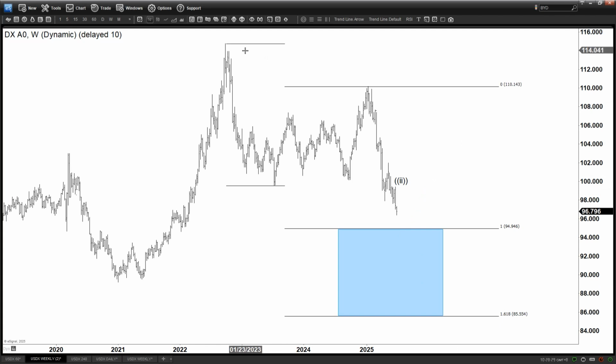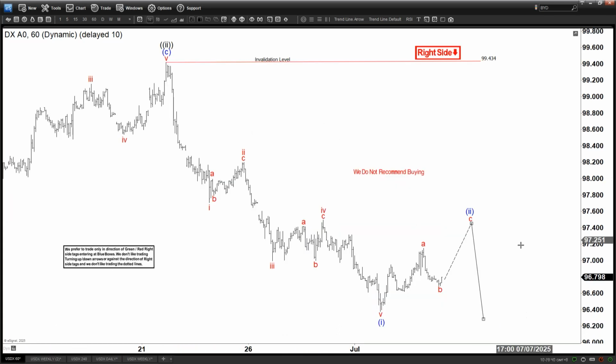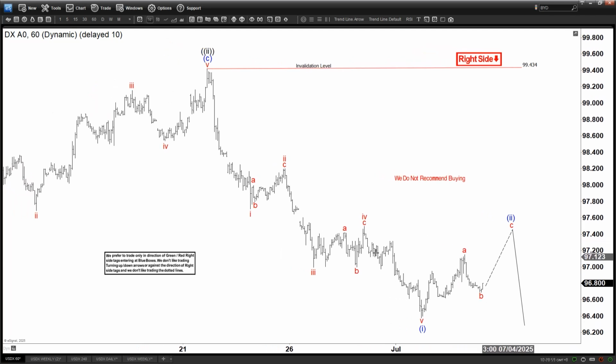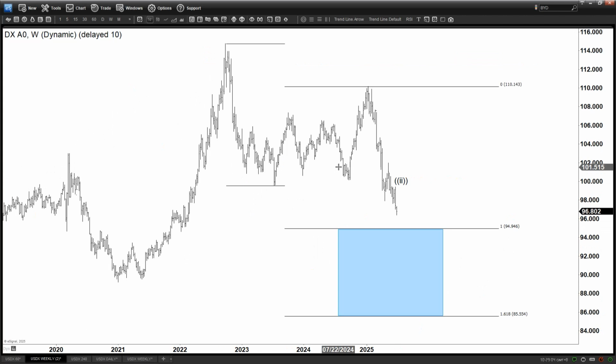So again, the minimum target is 95. It can go lower than this, but the area is big, between 100% and 161.8, because we are measuring it on the weekly scale. The thing is that people only trade the shorter cycle without understanding the higher time frame, which is not the best way to trade. We need to understand all the time frames to know what exactly is happening, and the higher time frame is still firmly bearish until at least 95.